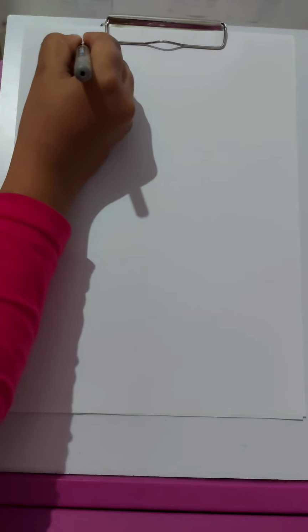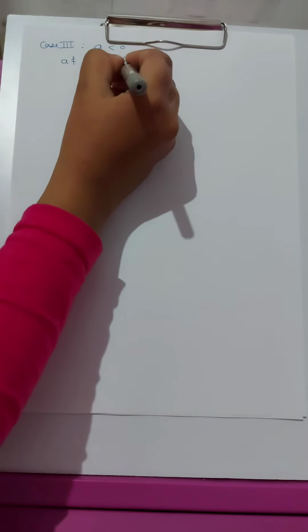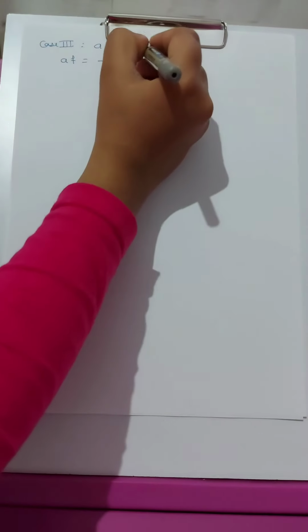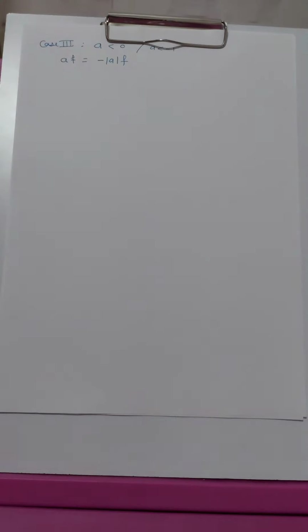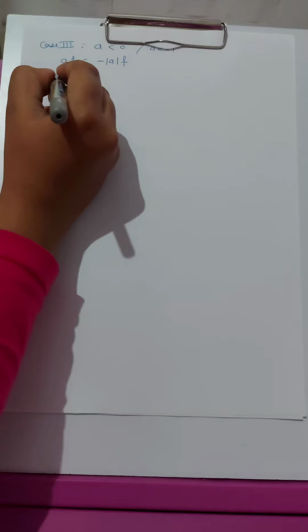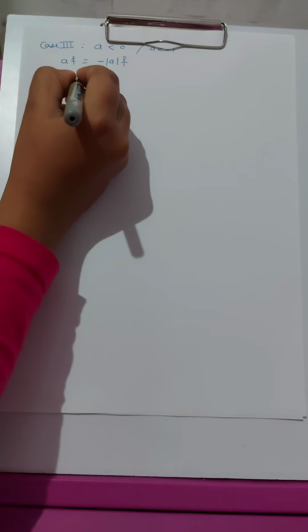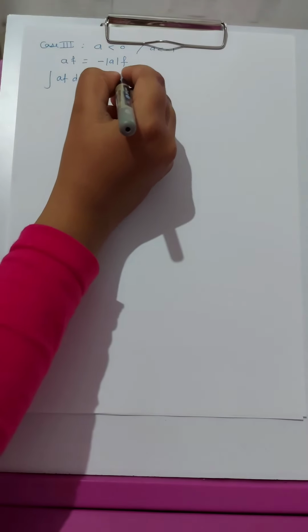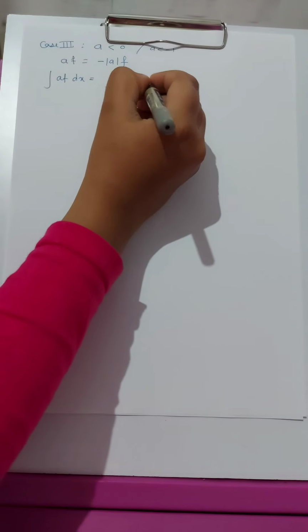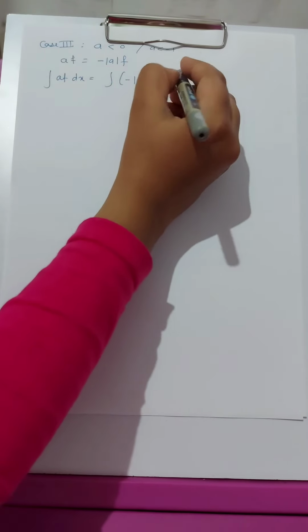Now case 3 is for a strictly less than 0. So a into f is equal to minus of mod a f, or we can say that a is strictly less than minus 1, because we have already taken the condition a is equal to minus 1. So therefore integration of af dx is equal to integration of minus mod of a f dx.